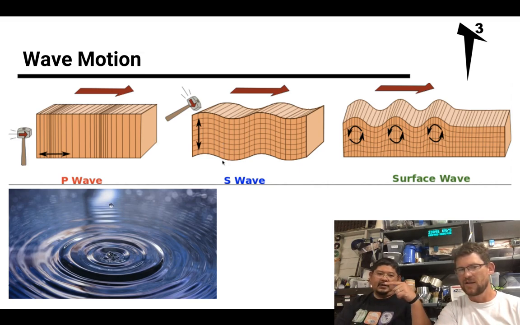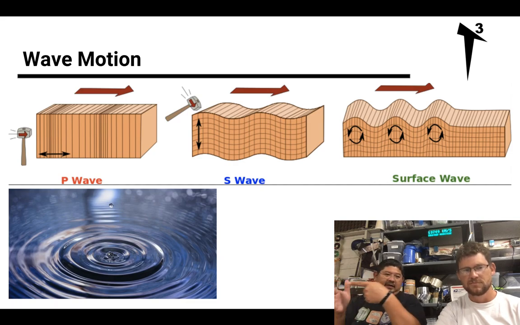With the P wave, or primary wave, or pressure wave, the wave propagation travels along the direction of travel, which is the red arrow. So the wave moves like this, and the particle motion is like this. The S wave, secondary wave, or shear wave, still propagates this way, but the particle motion is perpendicular.